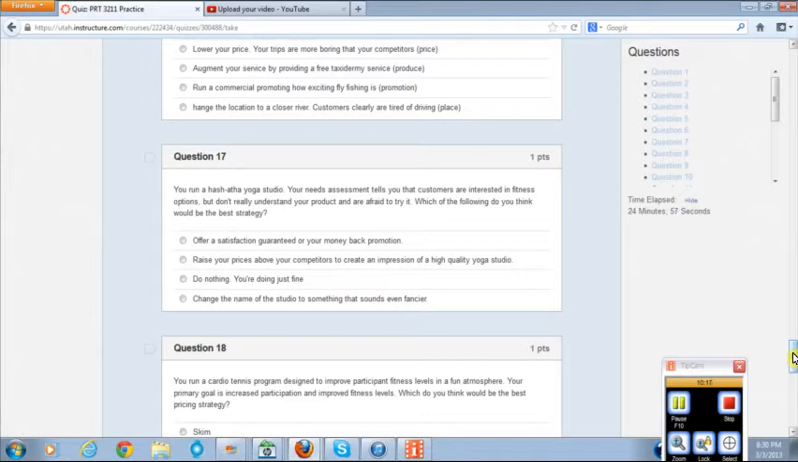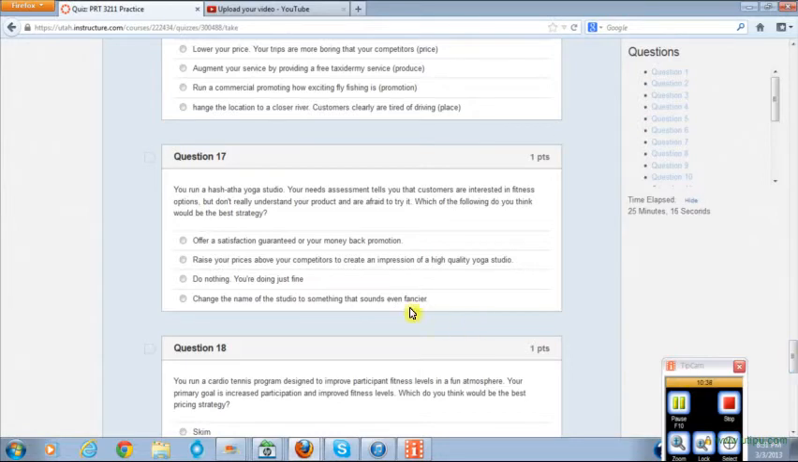Do nothing, you're just doing just fine. We know that's not the case. Raise your prices above your competitors to create an impression of a high-quality yoga studio. This may be an acceptable strategy. This may work. People may not know what it is, but it's expensive, so it must be great. Is it the best strategy? I don't think so.